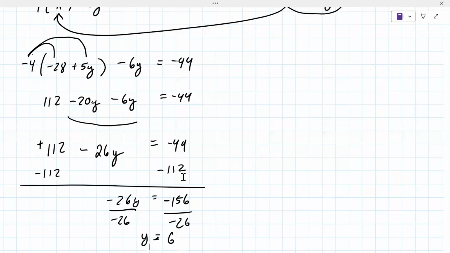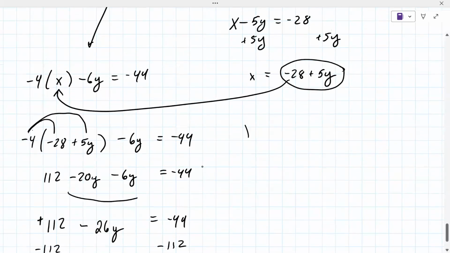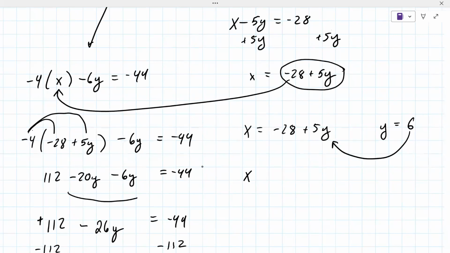So the next thing is to find x or calculate x. So x is -28 plus 5y. Y is 6. So you're putting that 6 in for y. So x equals -28 plus 5 times 6. So could you reduce that for us, please?